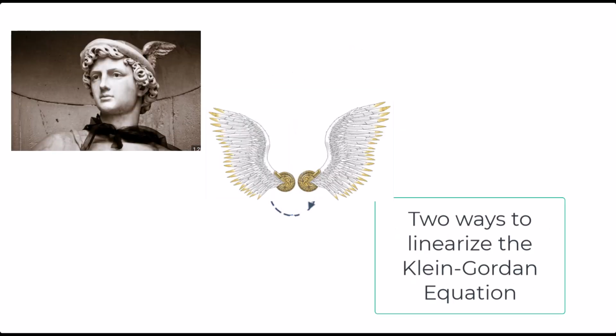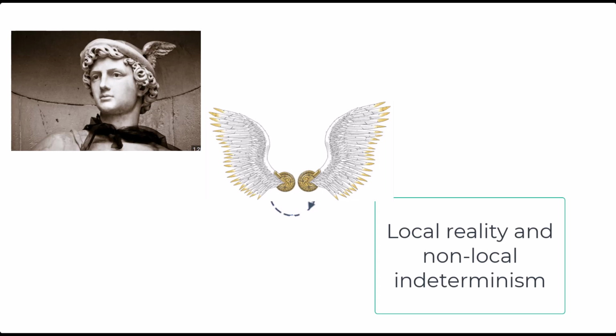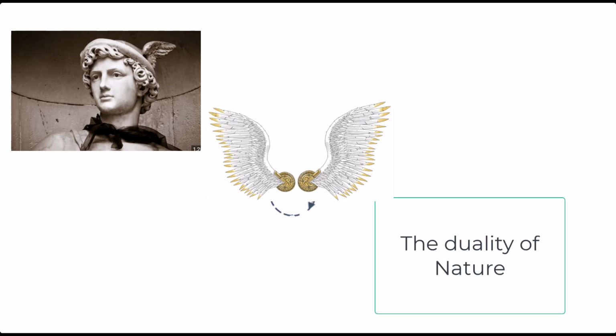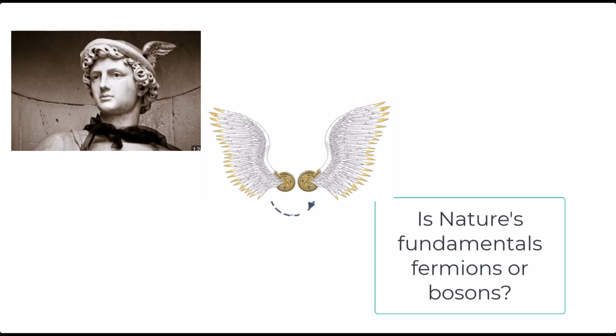The two ways to linearize the Klein-Gordon equation, the material and the abstract, local reality and non-local indeterminism, and fundamentally the concept of dualism and complementarity. That key leads us to two visions, and only one can be correct. Is nature fundamentally a fermion or a boson?